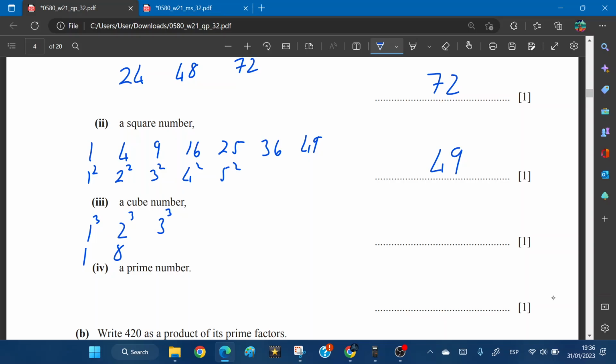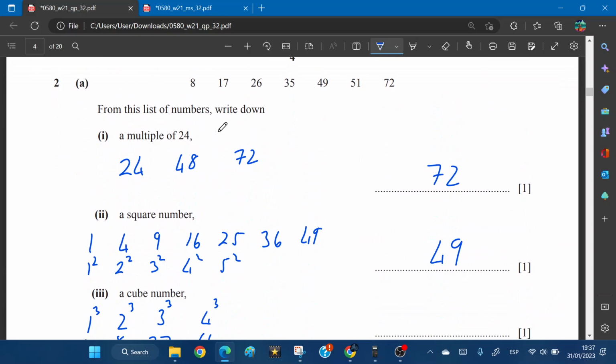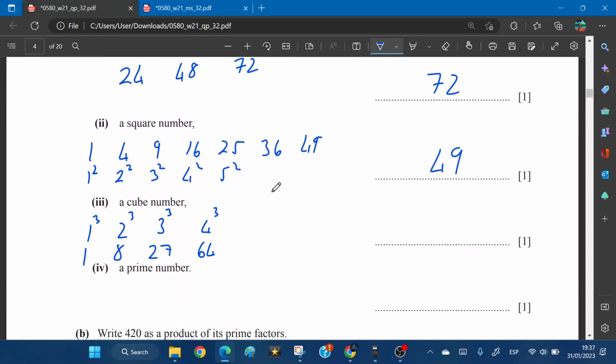3 cubed, 3 times 3 is 9, times 3 is 27. Okay, you need to learn these guys. 4 cubed, 4 times 4 is 16, times 4 is 64. Okay, etc. Let's see which one we have up there. We got 8. Yeah, 8 is a cube number because 2 times 2 times 2.